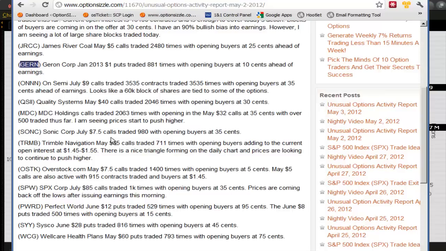Now, not all these names are ones that I'm interested in, and there could be different reasons. Because I'm purely a technical trader, I'm looking for patterns. So there's times where there's this option activity that 2 days later moves up higher because there are calls being bought, but I really just didn't see the setup.